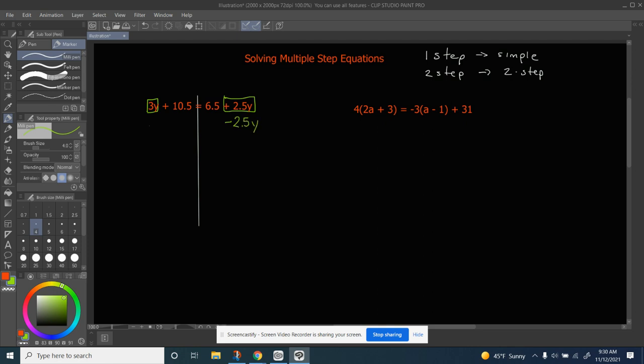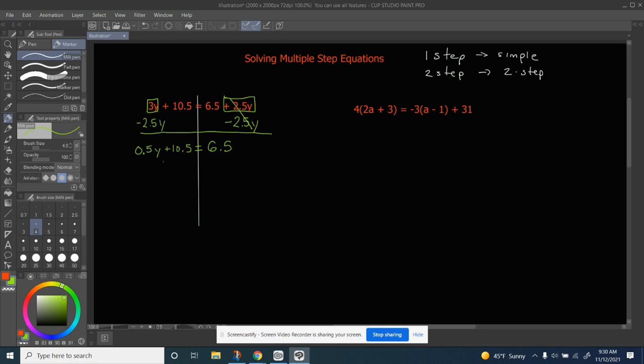2.5y from both sides. So when we do this, 2.5y minus 2.5y cancels out to 0, and we're left with just 6.5 on the right side of our equation. On the left-hand side, 3y minus 2.5y is 0.5y. And the positive 10.5 cannot combine with anything.